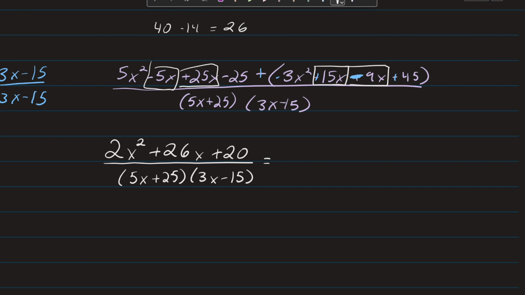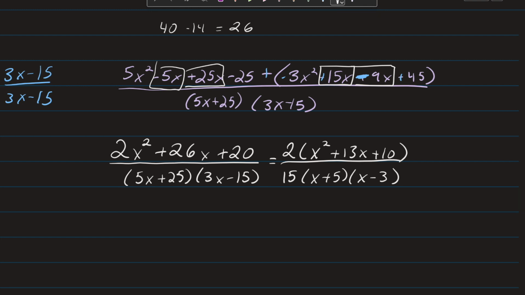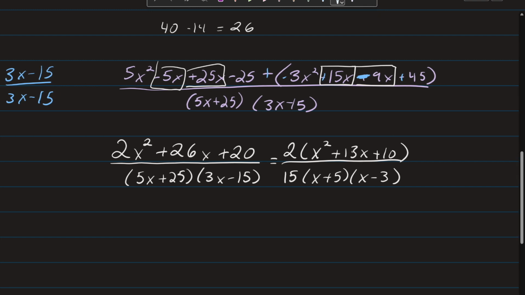Now I can try to simplify this a little bit further. I can factor out the greatest common factor of 2 from the numerator, leaving me with x squared plus 13x plus 10 over, and I can factor out the 5 and factor out the 3, giving me a 15 times x plus 5 times x minus 3. Now, this quadratic is not factorable, meaning that its solutions are either imaginary or irrational, and I can tell that because there's no factors of 10 that would sum to 13. So this is as simple as it gets.